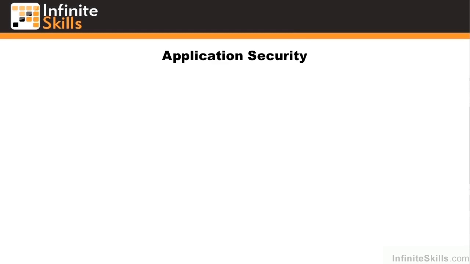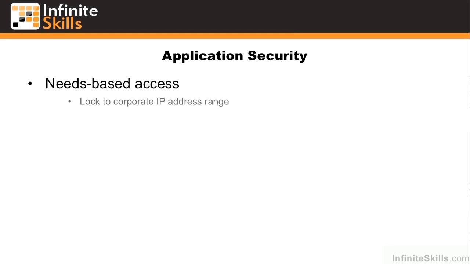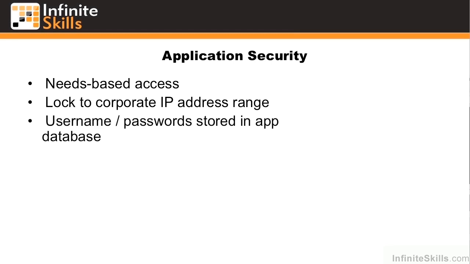First, let's look at application. One of the most important paradigms in security is the rule of least access. Make sure that only folks who need access do have access to the application. You could, for example, on an internal application, lock it down to a corporate IP address range. Make sure that the username and passwords are stored in the app database. This is application-level security we're talking about.